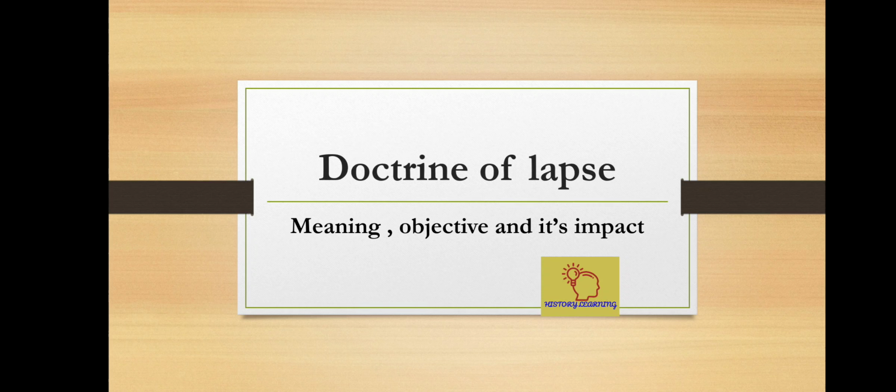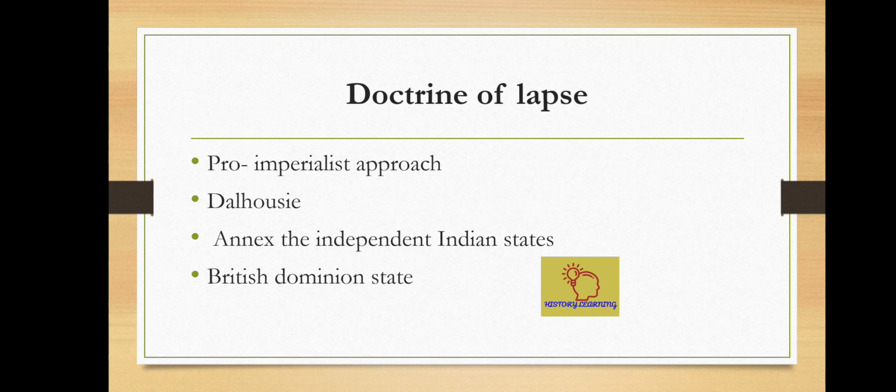Doctrine of lapse: meaning, objective, and its impact. Doctrine of lapse was the pro-imperialist approach to expand the realm of the British Kingdom in India. It was introduced by Dalhousie, who was the Governor General. It was used by him to annex the independent Indian states.